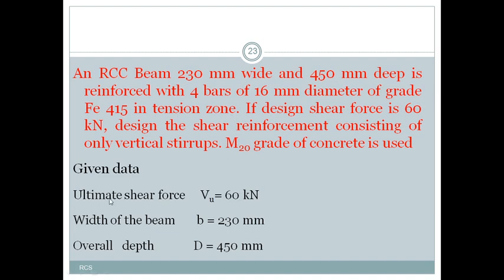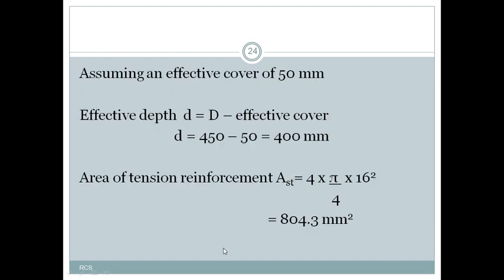So according to this problem, the ultimate shear force or design shear force VU is equal to 60 kilonewtons. Width of the beam is 230 mm and overall depth is as given there. It does not mention whether it is the effective depth or overall depth, so we have to assume it as overall depth. So overall depth is 450 mm. From that overall depth you have to calculate the effective depth, because we need to use effective depth in any formula here. Assume an effective cover of 50 mm and calculate the effective depth. Effective depth is equal to 450, that is overall depth, minus effective cover assumed, 50 mm.